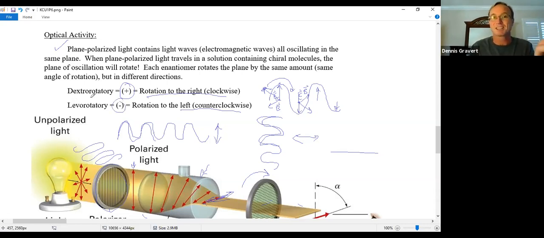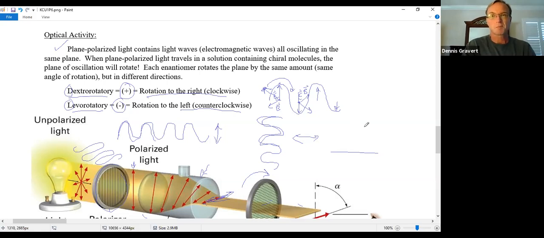Chemists love putting names on every new thing, so the form that rotates to the right is called dextrorotatory, and the left one's levorotatory. And that's where we get the D's and L's that you might see in biology. Biological molecules.